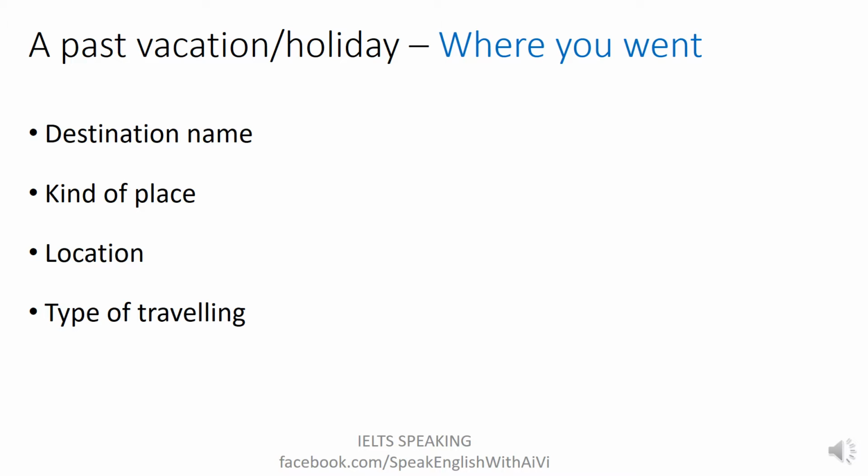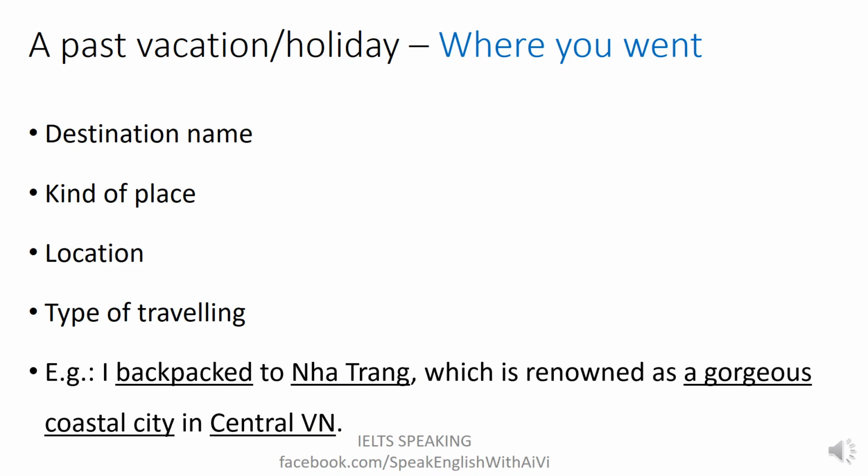Question number 1. Where you went. Instead of saying, "I went to New York, I went to this, I went to that," you should have a longer and a more complicated answer by mentioning the name of the destination, the kind of place it is, its location, and the type of traveling you took. So you can say something like this: I backpacked to Nha Trang, which is renowned as a gorgeous coastal city in central Vietnam.